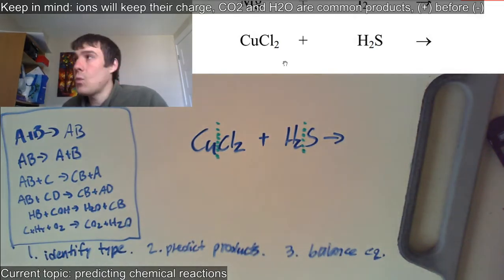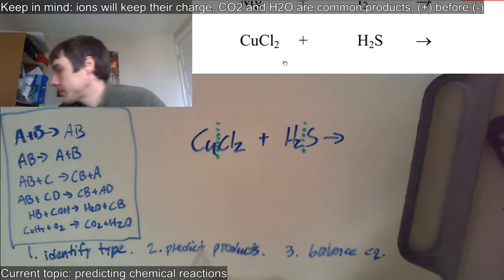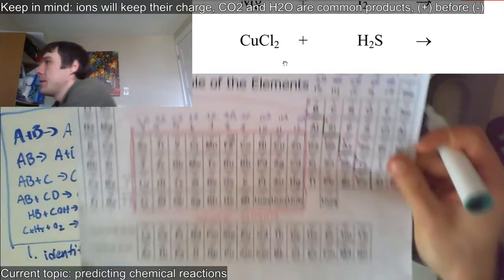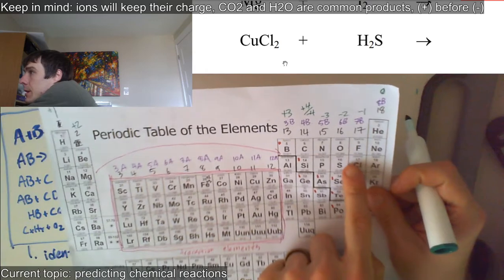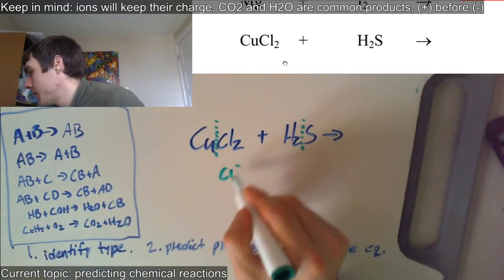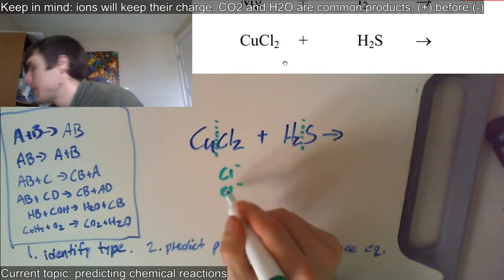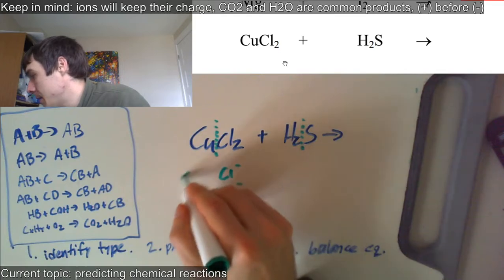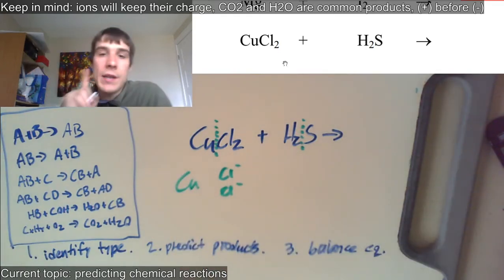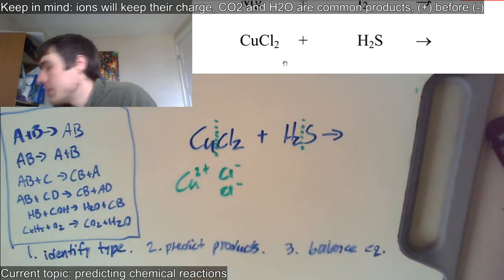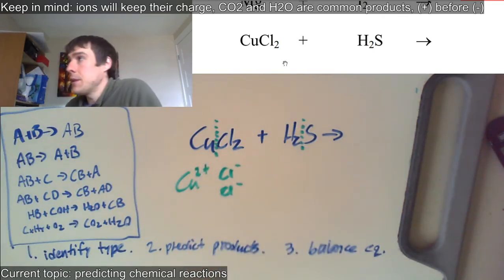But we need to figure out what proportions they're going to swap in. Copper here, we have to figure out its charge. We know that chlorine, because of the periodic table, is a -1. There's two of those, chlorine -1, chlorine -1, because we have this 2 right here. And so we need to figure out what the copper is. There's only one copper to 2 chlorines, so that tells us the copper is a 2+.